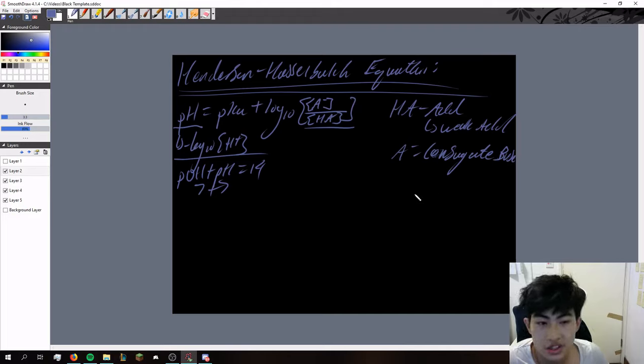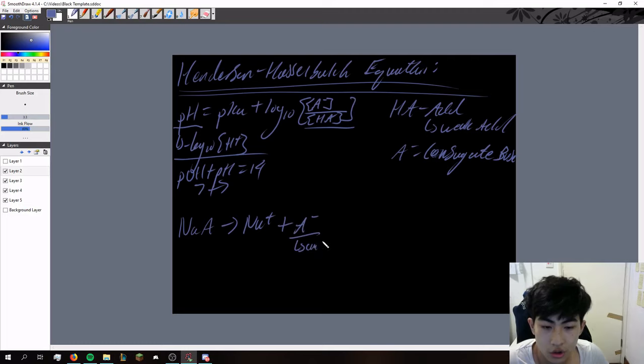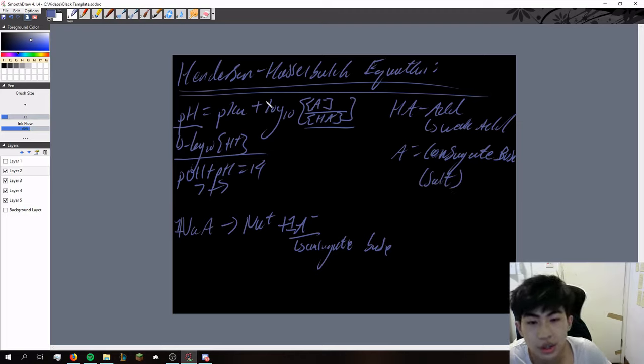Fortunately for us, say we had our sodium salt, we know that in our aqueous solution it completely dissociates, forming our A-, our conjugate base, in the same molar ratio, so 1 to 1. So in that way we can write our concentration of conjugate base as the concentration of our conjugate salt added. So now we've got this done.